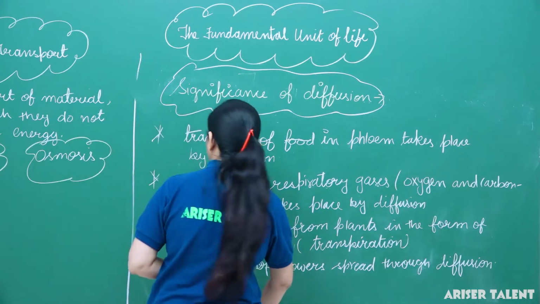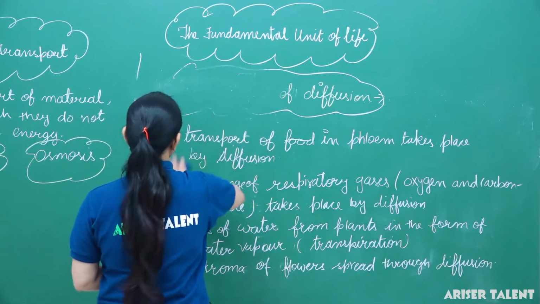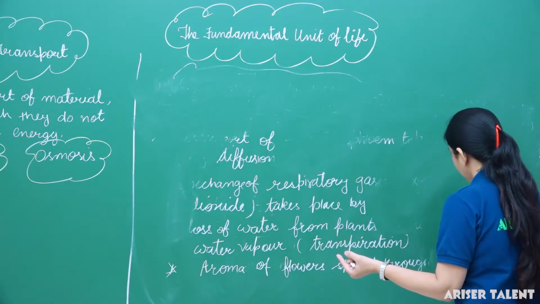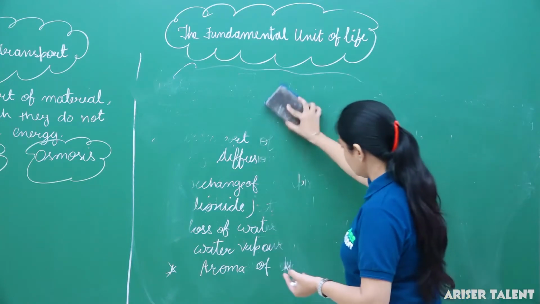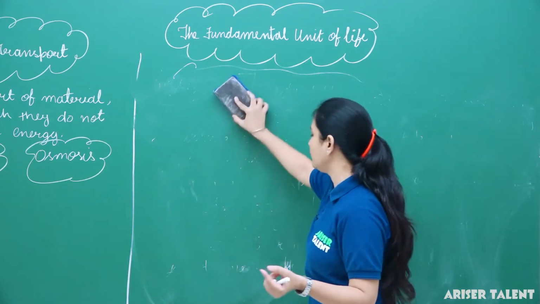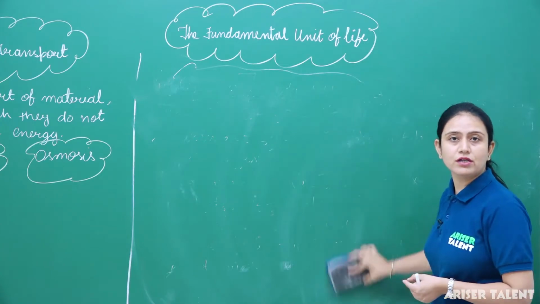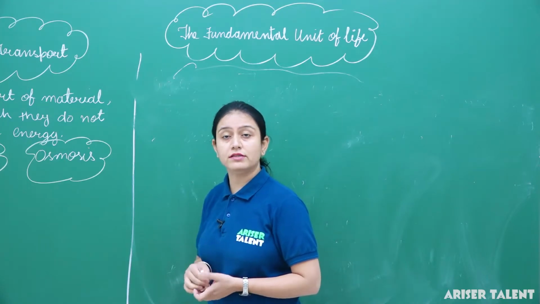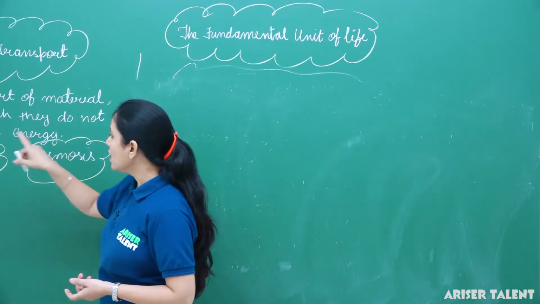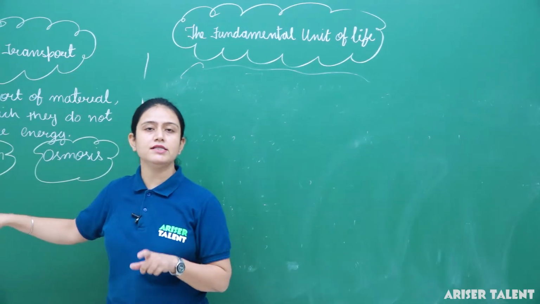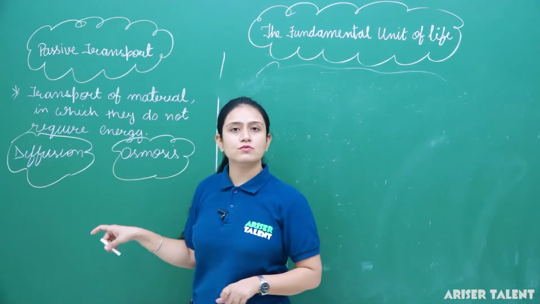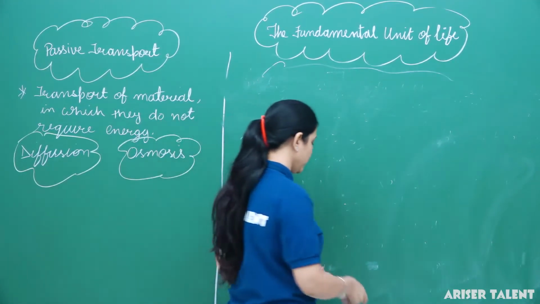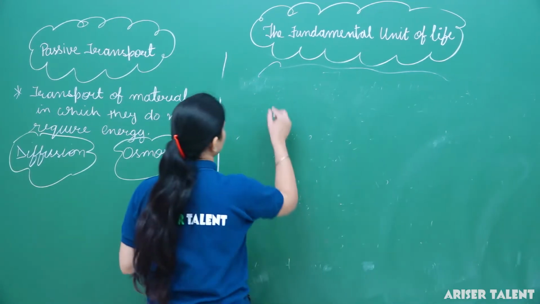Now the next method we will talk about is osmosis. What is osmosis? In osmosis, the water molecules or the molecules of solvent move from their region of higher concentration to the region of their lower concentration through a semi-permeable membrane. There is a difference between diffusion and osmosis: in diffusion we do not require any semi-permeable membrane, but for osmosis a semi-permeable membrane is required. Okay, so this is the difference. Here we go with the next process, that is osmosis.